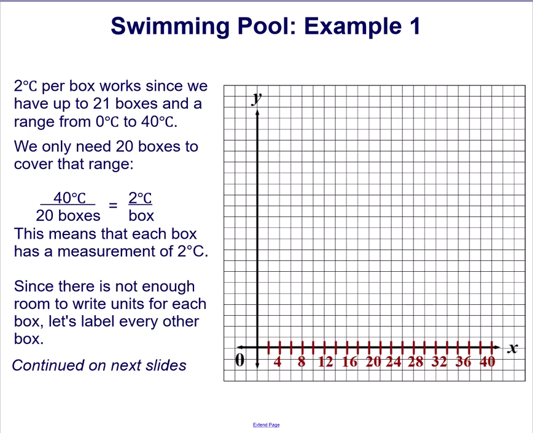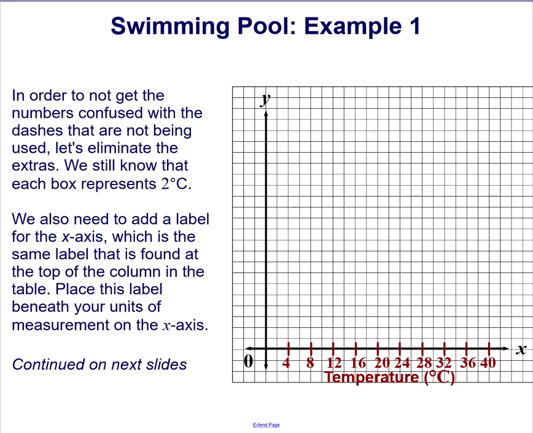This is a practical solution right here, but it's important. Since there is not enough room to write units for each box, let's label every other box. And that's why you'll see along here we have 2, 4, 6, 8, 10, 12, and so on. But we labeled every other box, and that's why you see 4, 8, 12, 16 labeled on the x-axis. In order not to get the numbers confused with the dashes that are not being used, let's eliminate the extras. We still know that each box represents 2 degrees Celsius.